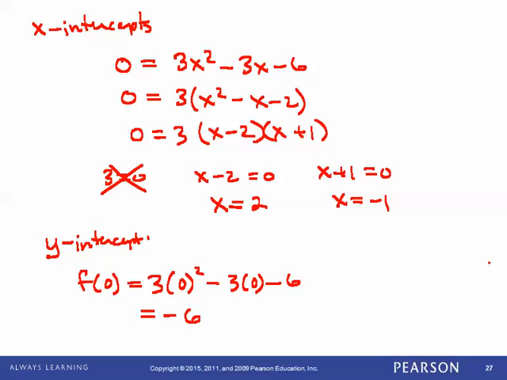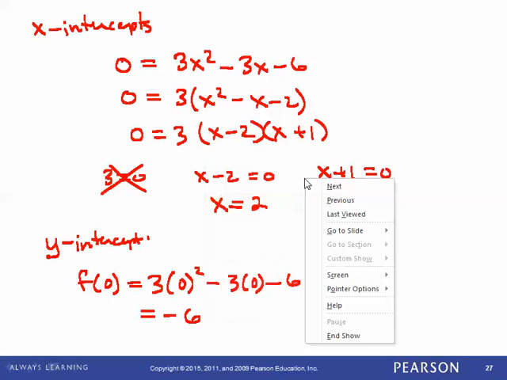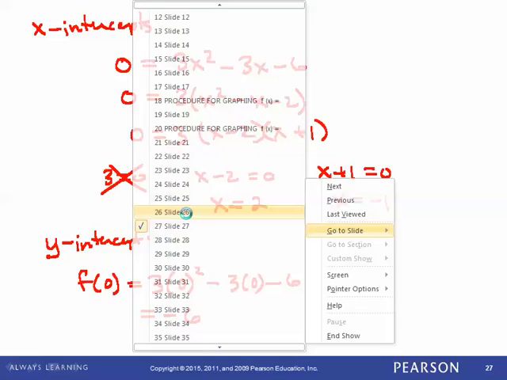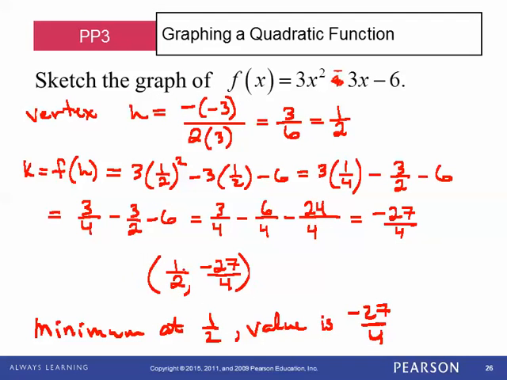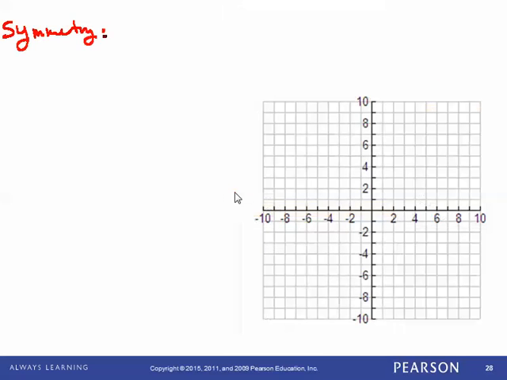Okay, and one more thing the book talks about is getting the axis of symmetry. So what we do is we go back to our vertex, and we take this 1/2, the x coordinate right here, and we say that's going to be the symmetry. Symmetry is about the line x is equal to 1/2. So one half, and then we go down to negative 6 and 3/4.